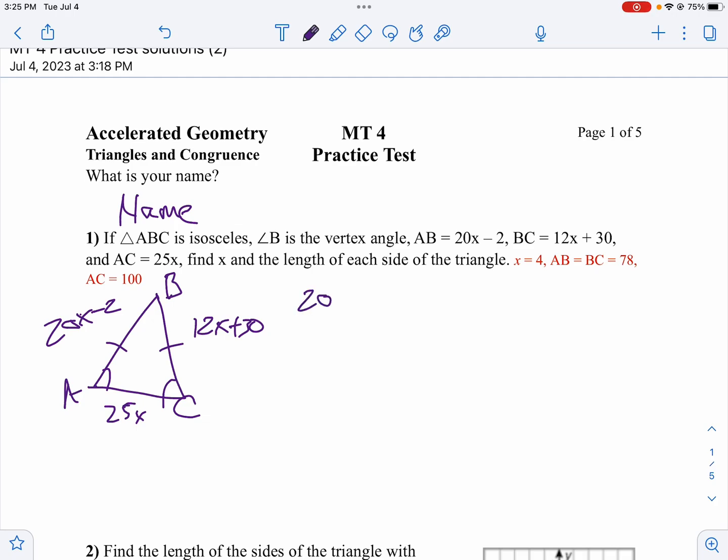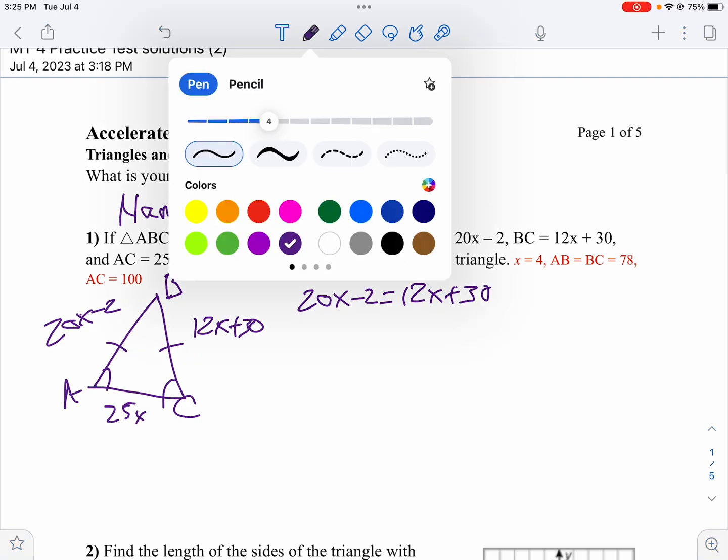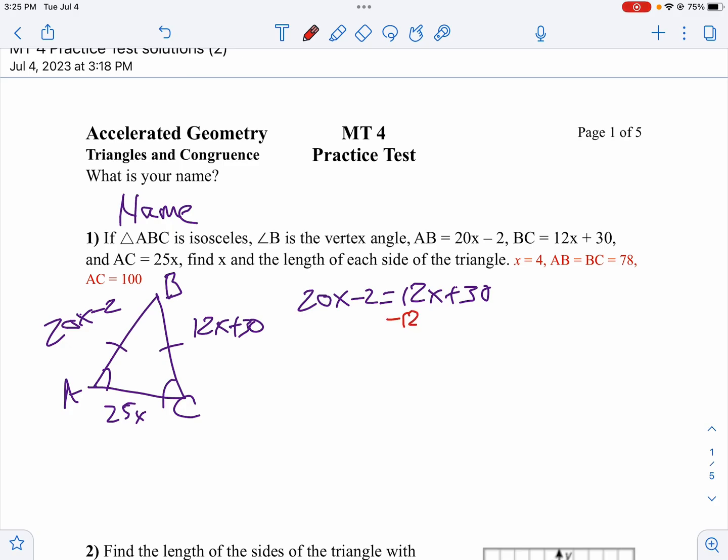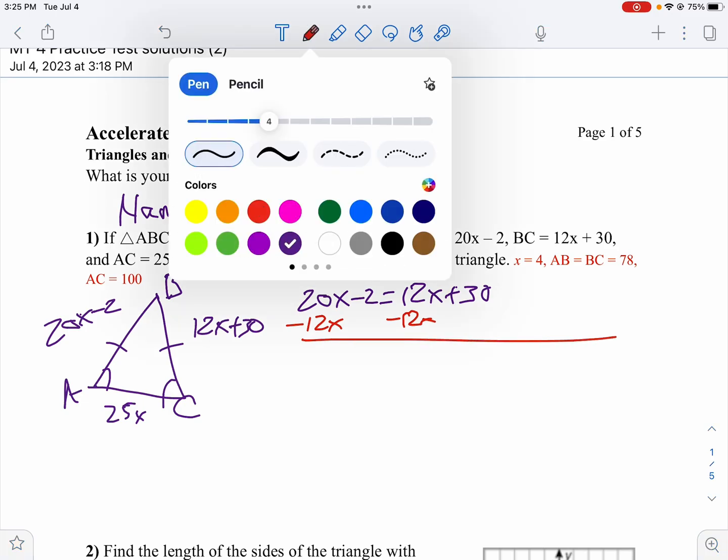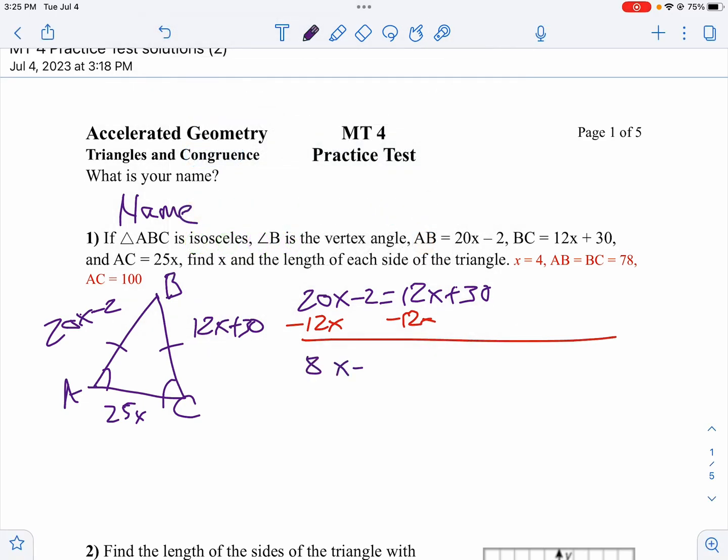That is, we know A to B, which is 20x minus 2, equals 12x plus 30. Well, let's solve for x first. So we're going to minus 12x from both sides, and then we'll get 8x minus 2 equals 30. Let's add 2 to both sides. So 8x equals 32. Divide both sides by 8. X is 4. And we want to find the length of each side.